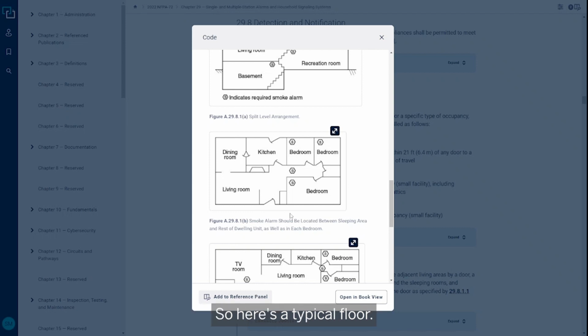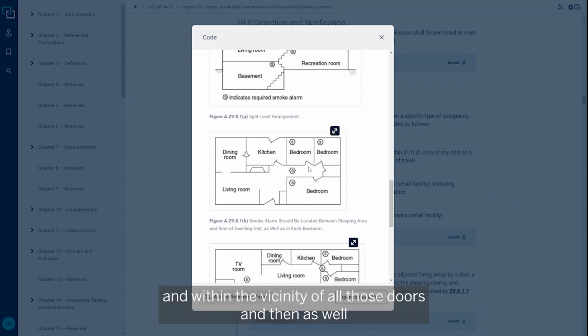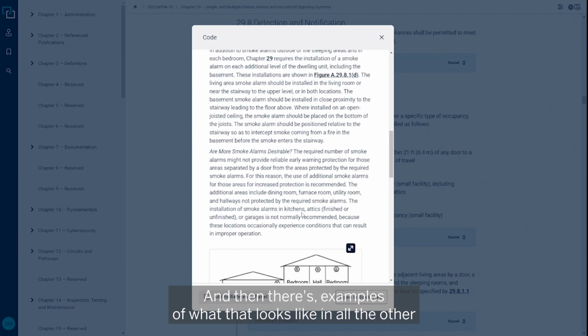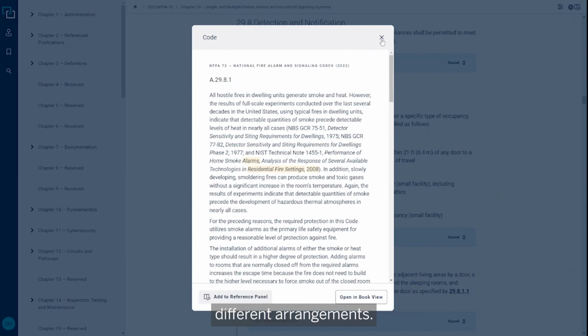So here's a typical floor. I've got one within the entire floor and within the vicinity of all those doors, and then as well one in each of those bedrooms. So that's how that looks. And then there are examples of what that looks like in all the other different arrangements.